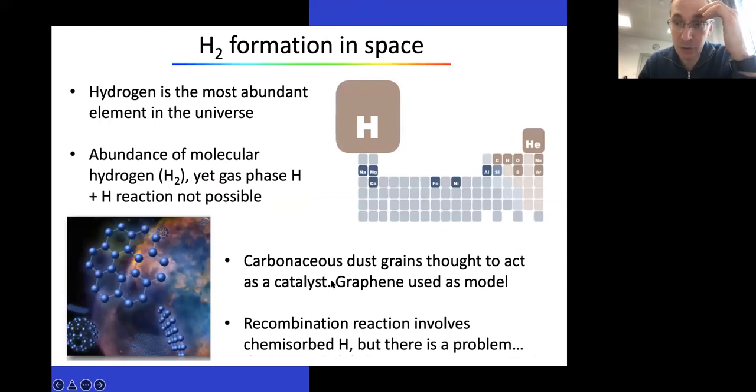So to show you some examples of when quantum nuclear effects can be important, one of the problems we've been interested in is understanding how hydrogen atoms stick to surfaces and how they move across surfaces. This is relevant for catalysis. It's relevant for hydrogen storage. It's also relevant to understand a very simple process of hydrogen formation in the interstellar medium.